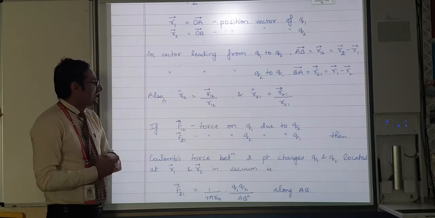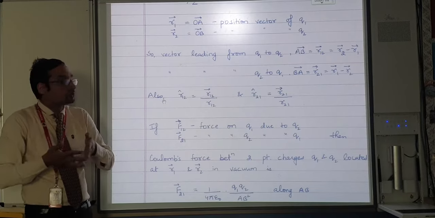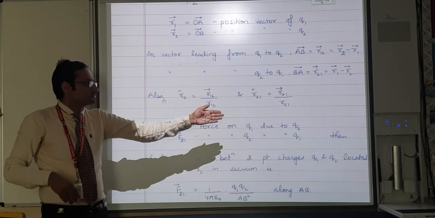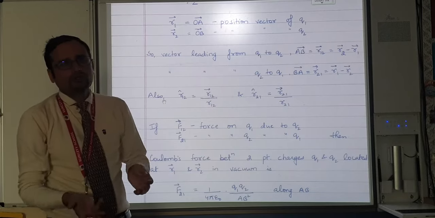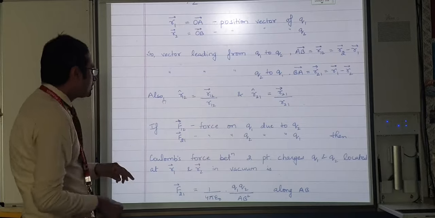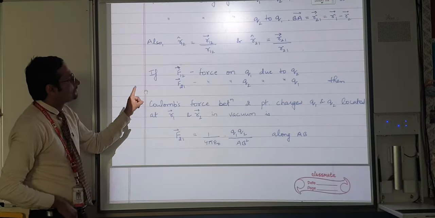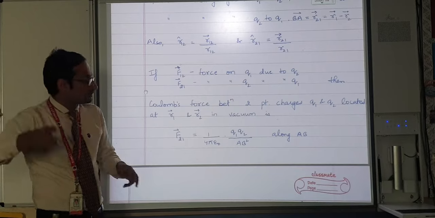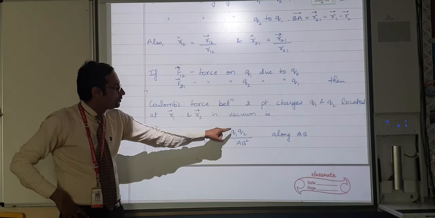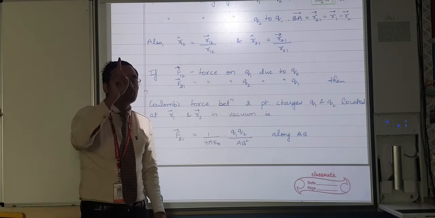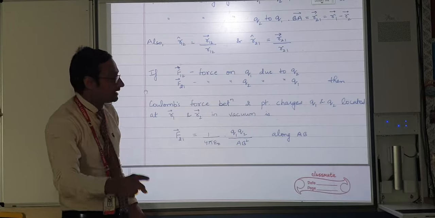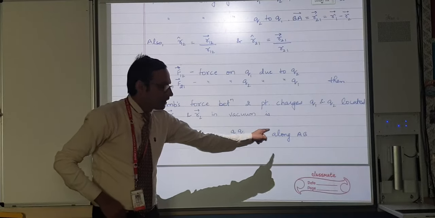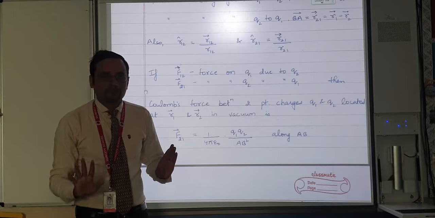Okay. Another thing is F12 and F21. Now F12 is the force on Q1 due to Q2, and F21 is the force on Q2 due to Q1. They both are applying force on one another. Let's take the force part. We are talking about the force on Q2 because of Q1. That is the force applied by Q1 on Q2. So that will be 1 by 4 pi epsilon naught q1 q2 by AB square and along AB. Children, please pay attention to this part. Very, very, very important. If you are not writing the direction, half marks will be deducted. Either you write along AB or write the unit vector. That is also fine. Okay.